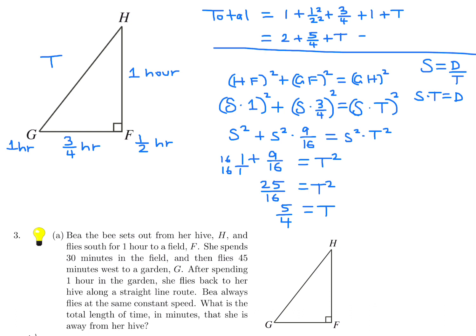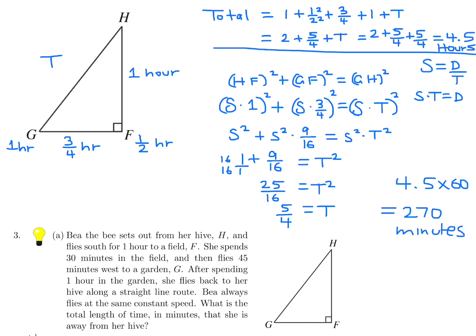So this is 5/4, so this just becomes 2 plus 5/4 plus 5/4, and that is 4.5 in terms of a decimal, and it's hours, 4.5 hours. And you can convert that to minutes if you want. 4.5 hours times 60, and that would give you 270 minutes. Either answer is fine. 4.5 hours or 270 minutes.